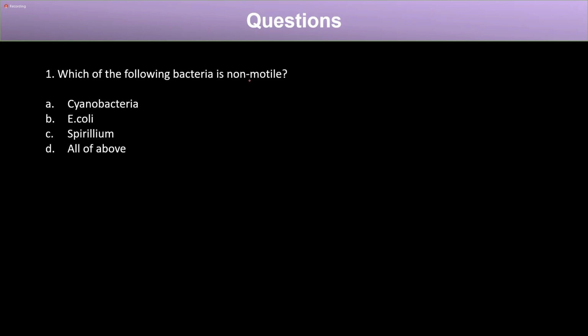The first question is, which of the following bacteria is non-motile? The non-motile bacteria will be the one that does not have flagella, right? If you remember, I just told you in the previous slides that cyanobacteria do not have flagella. Apart from this, E. coli and Spirillum have flagella. So the cyanobacteria are the non-motile bacteria.